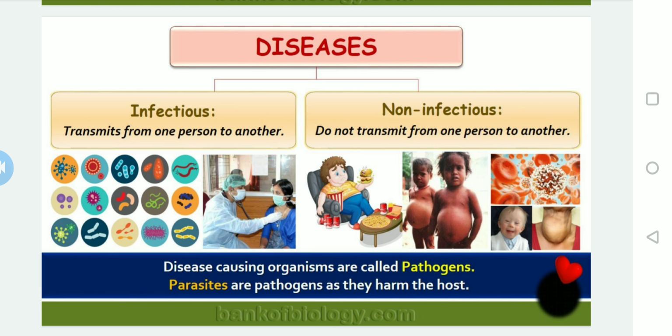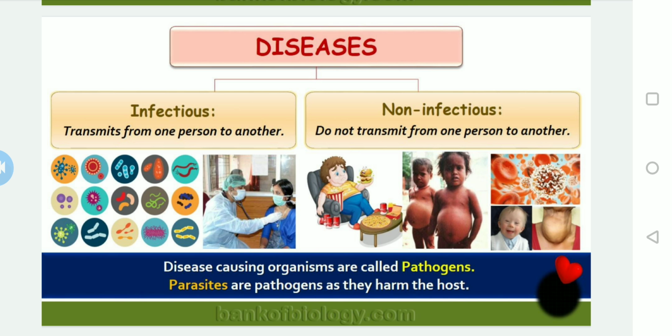What about non-infectious diseases? These are diseases that do not transmit from one person to another, so they are considered non-infectious diseases. As examples, infectious diseases may be viral, bacterial, protozoal, fungal, or helminth diseases. They are also known as communicable diseases, because they are transmitted from an infected person to another healthy person. The disease-causing organisms are also called pathogens.